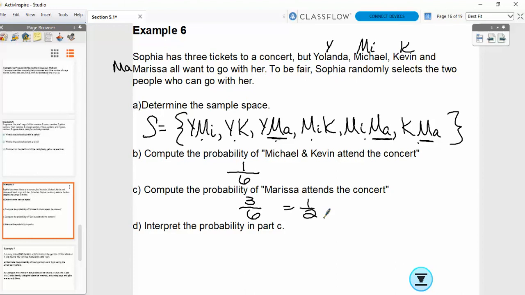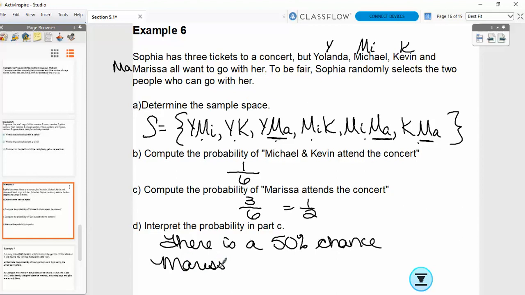All right. Interpret the probability in part C. So interpret, that's telling me what it means. So 1/2 is 0.5, so there is a 50% chance Marissa is selected. Is that okay?